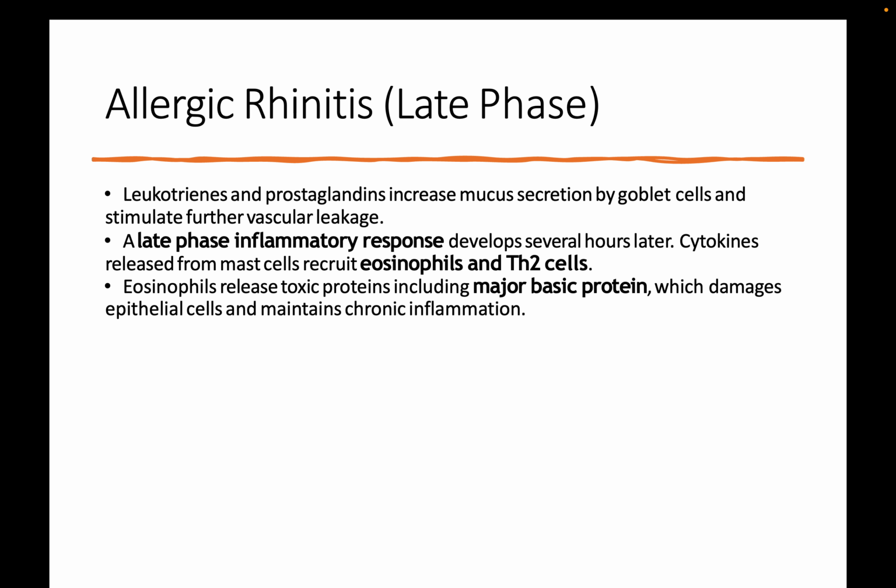In the late phase, if you keep getting exposed constantly to it, and your basophils and mast cells are much more activated, this is going to cause the production of leukotrienes, of these platelet activating factors, all these different types. And they also start to bring in other immune cells like eosinophils and T helper 2 cells. These eosinophils and T helper 2 cells, specifically eosinophils, will release toxic proteins like major basic protein. And this actually will cause a huge chronic inflammation. So it actually can cause a bit of damage to your nose.